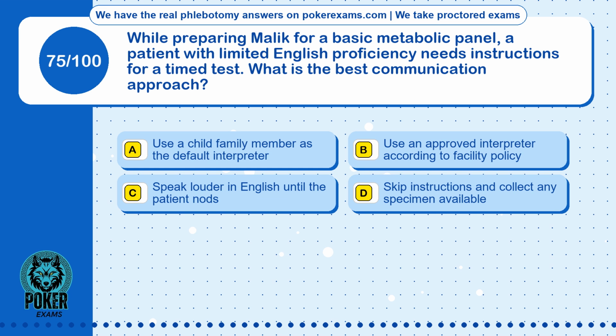Question 75. While preparing Malik for a basic metabolic panel, a patient with limited English proficiency needs instructions for a timed test. What is the best communication approach? Option A, use a child family member as the default interpreter. Option B, use an approved interpreter according to facility policy. Option C, speak louder in English until the patient nods. Option D, skip instructions and collect any specimen available.